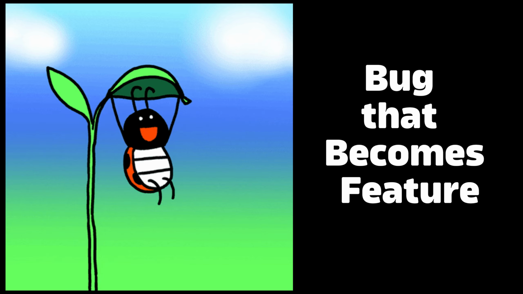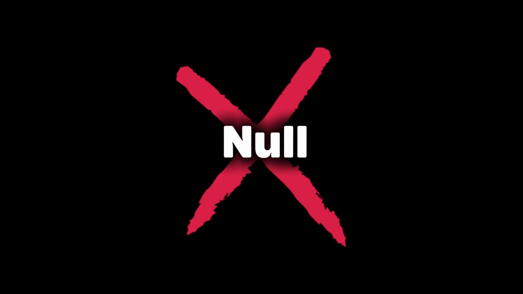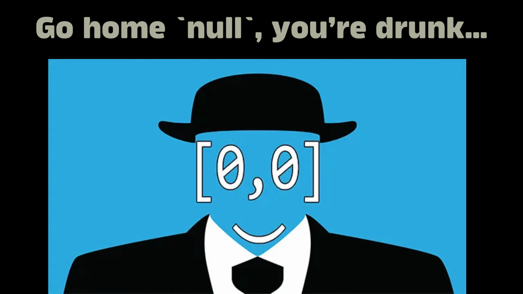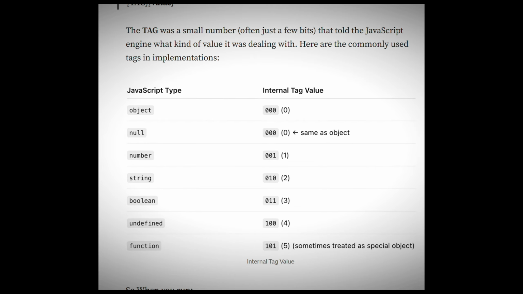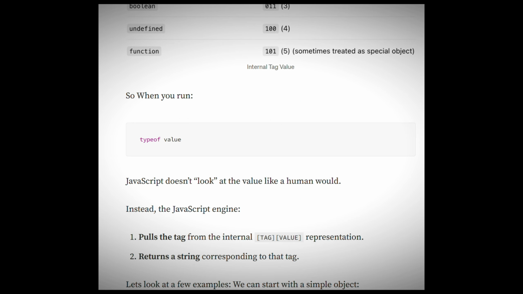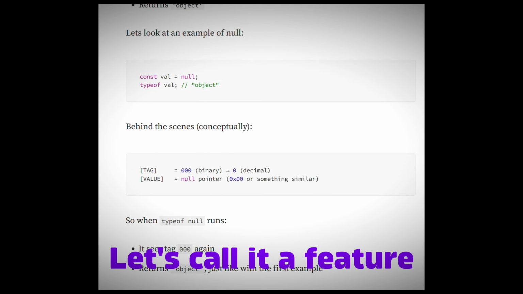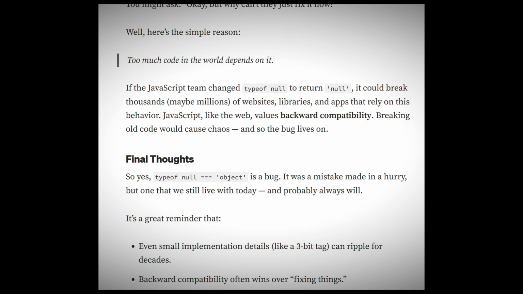Here's a classic example, typeof null. What do you think it returns? Null? That would make sense, right? Nope, it returns object. Wait, what? Null isn't an object. It's literally nothing. Well, here's the backstory. This was an actual bug from the early days of JavaScript, but fixing it would have broken millions of websites. So instead of correcting it, JavaScript just went, let's call it a feature. So yeah, typeof null being object is just JavaScript gaslighting you into believing broken things are intentional.